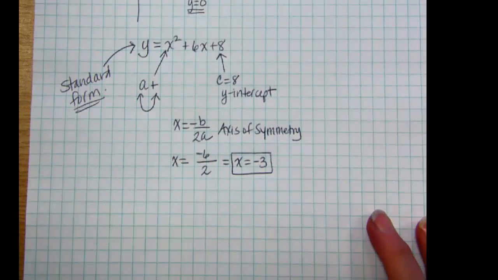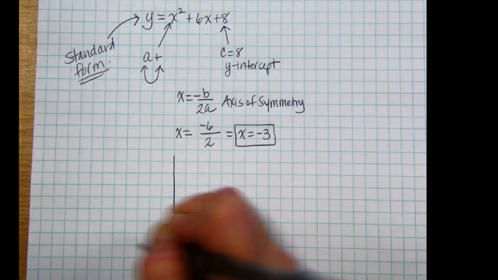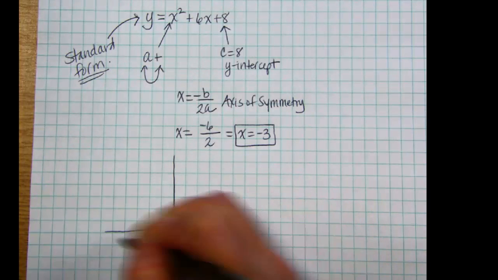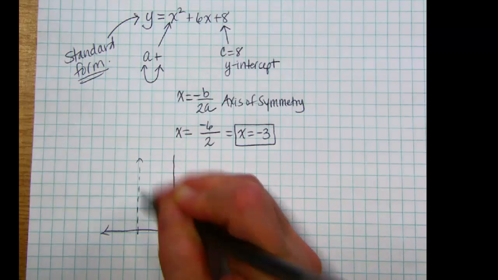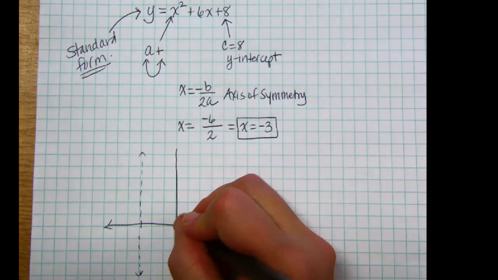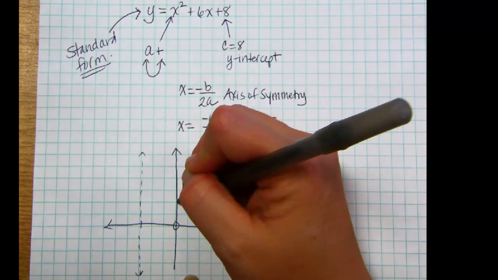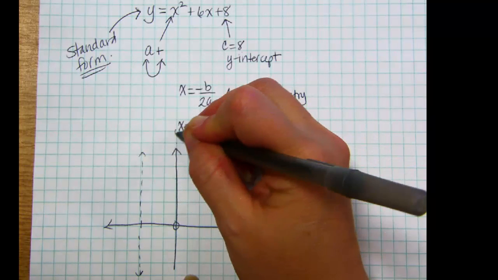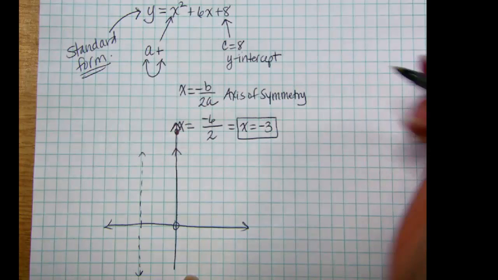So if I want to start trying to graph this thing, I know some stuff now. I know that x equals negative 3 is my axis of symmetry. So my parabola has to be symmetrical around that vertical line. I know that 8 is the y-intercept, right about there. That's kind of all I know right now.